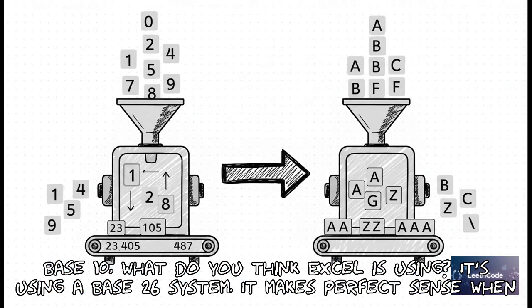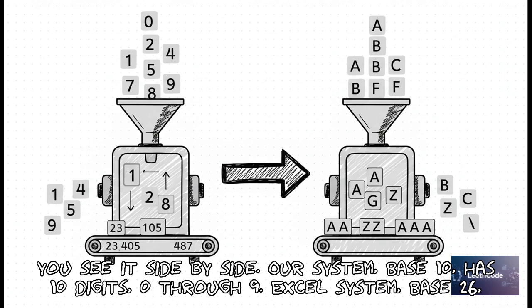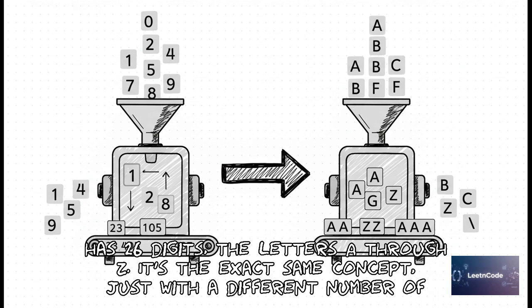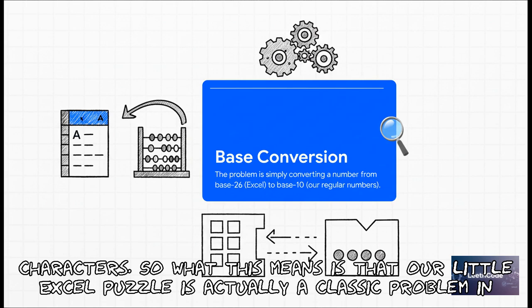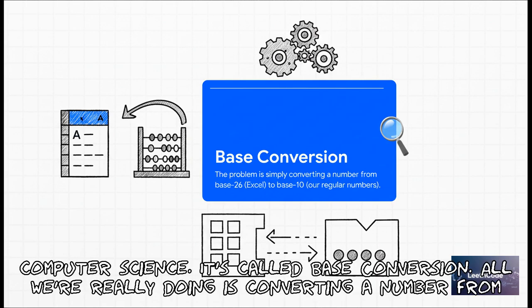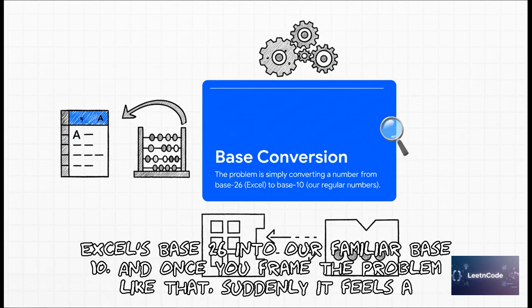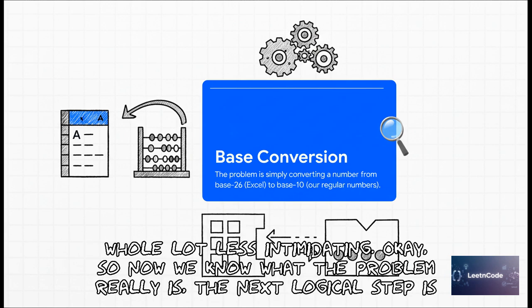It makes perfect sense when you see it side by side. Our system, base 10, has 10 digits, 0 through 9. Excel's system, base 26, has 26 digits, the letters A through Z. It's the exact same concept, just with a different number of characters. So what this means is that our little Excel puzzle is actually a classic problem in computer science. It's called base conversion. All we're really doing is converting a number from Excel's base 26 into our familiar base 10. And once you frame the problem like that, suddenly it feels a whole lot less intimidating.